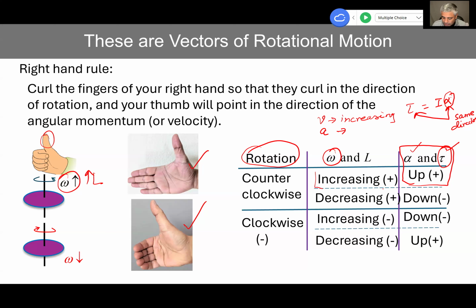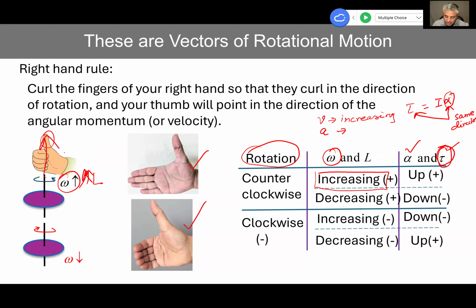So the same thing happens for angular rotation as well. When angular speed is increasing, when the spin rate is increasing, what happens? That means angular acceleration is in the same direction. So that's why when this is up, this alpha or angular acceleration is also up. And once you have the direction of angular acceleration, you also have the direction of torque. Okay. So in this case, torque is also acting in that direction.